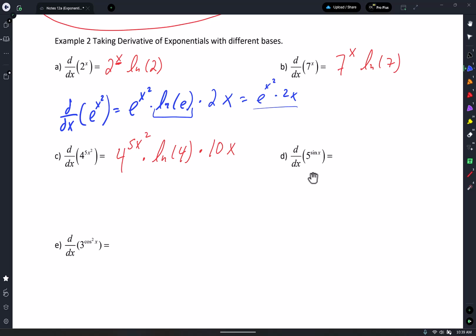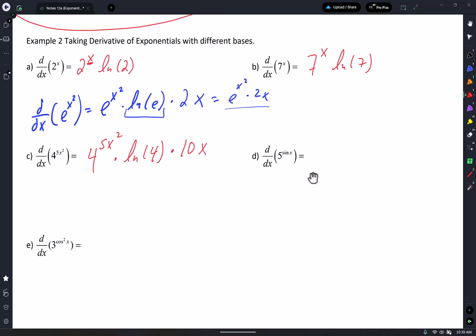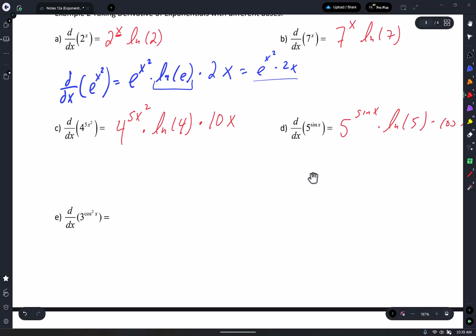Okay, ready for letter D? Yes. We're doing okay? Okay. So the derivative of 5 to the power sine x is 5 to the sine x itself times ln of 5 times, there it is. Are we okay? Yeah, try the next one.